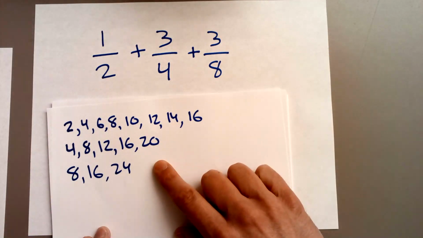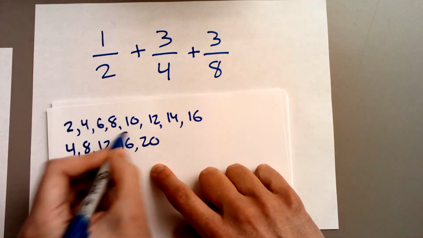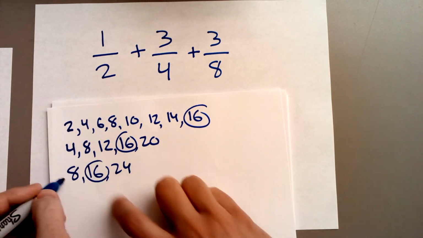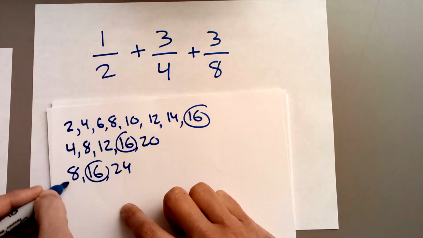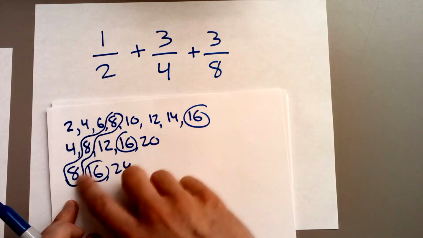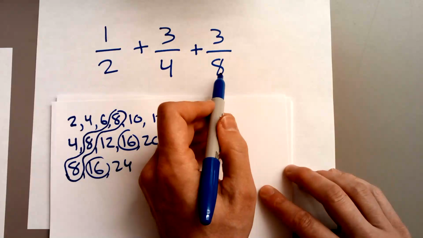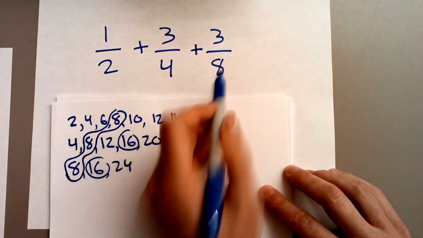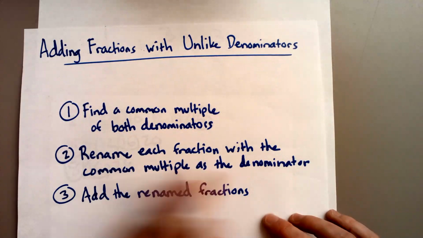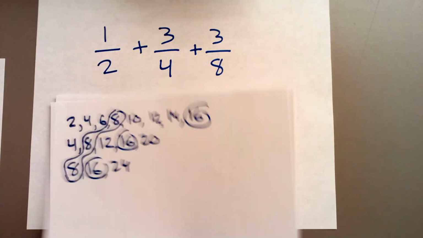So I see a few multiples that we have in common here. I see 16, but there's a smaller one. It's always easier to go with the smaller common multiple just because smaller numbers are usually easier to work with. And I see that they all have 8 as a common multiple. Now this is really nice because one of the denominators is already 8, so I don't even have to rename that one. Our next step, step 2, is rename each fraction with the common multiple as its denominator. But that fraction already has 8, so that's less work I have to do.